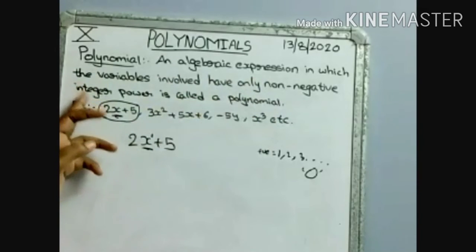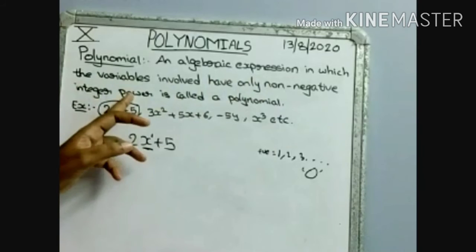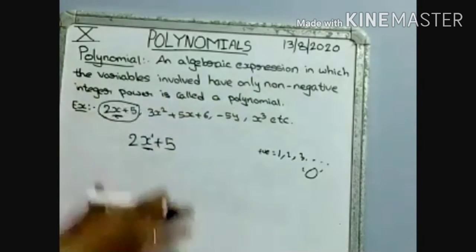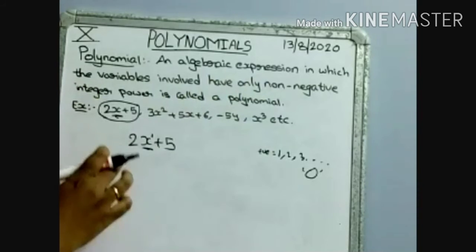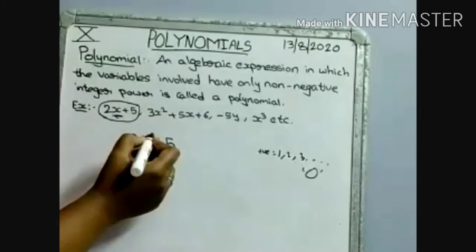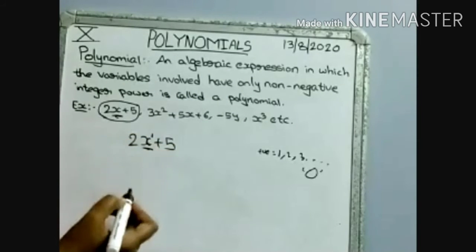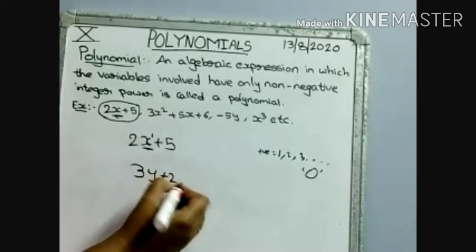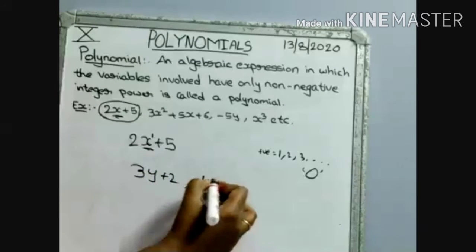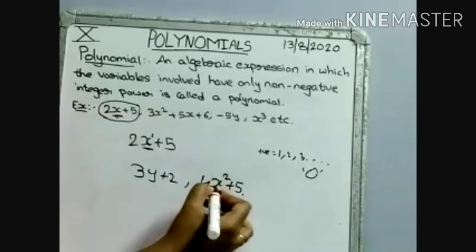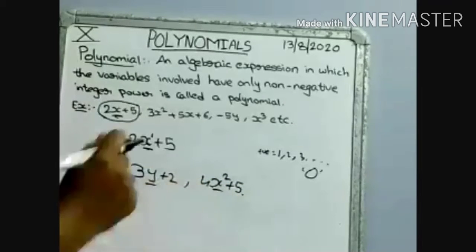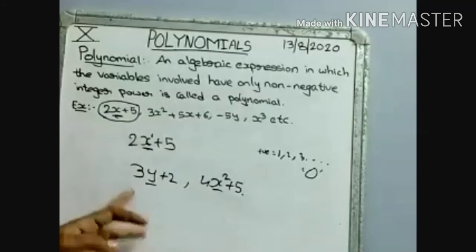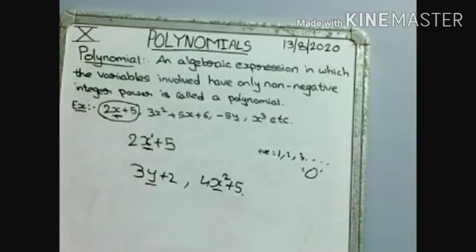Non-negative integer means here nothing but positive number. Power is called a polynomial. If you take any algebraic expression, and in that expression the variable power is in positive numbers. Suppose if you take some more examples, like 3y plus 2, otherwise we can take 4x square plus 5. Here, what we are observing is the variable power is in positive numbers, not negative numbers. So this is a positive number, then it is called a polynomial.